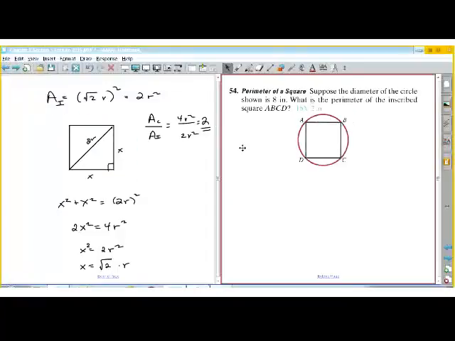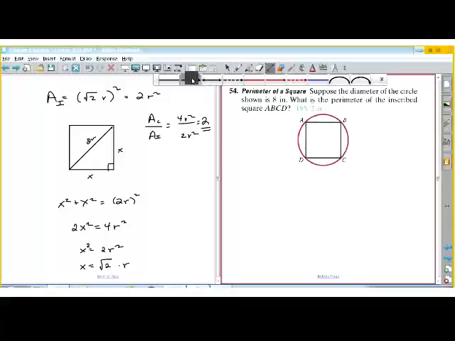Okay, this is the last one, I think. And this, no, I actually got a couple more here. So this one says, suppose the diameter of a circle is 8 inches. What is the perimeter of the inscribed square? Actually, this is very similar to the one we just did.